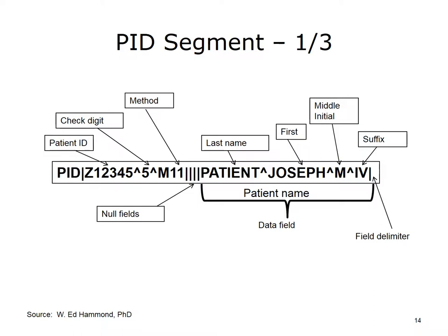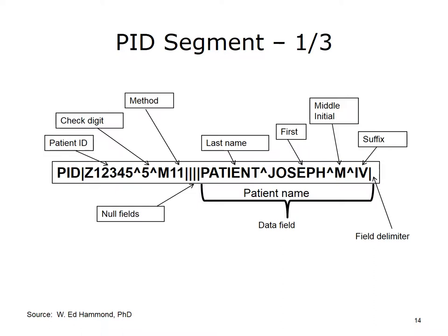Next is the data field patient name. The patient name is expressed by four components: last name, first name, middle name, and suffix. The standard also allows for a prefix component, but it is not used in this example. Note that the delimiter is not required, since it is not necessary to retain the sequence of fields.